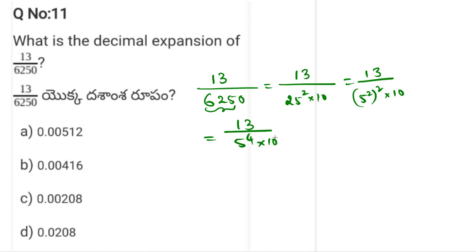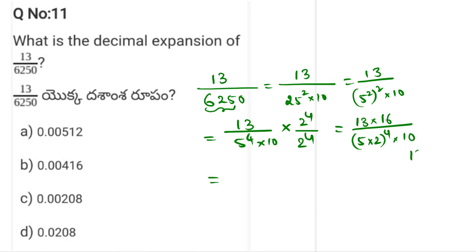Now in the denominator, if we have multiples of 10, then it is easy to write the given value into decimal form. For that, what we do is, here we have 5 power 4, multiply both numerator and denominator by 2 power 4. So that this is equal to 13 times 2 power 4, which is 16, divided by 5 power 4 into 10 into 2 power 4. We can write this as 5 into 2 whole to the power of 4 into 10. This is equal to 13 into 16.